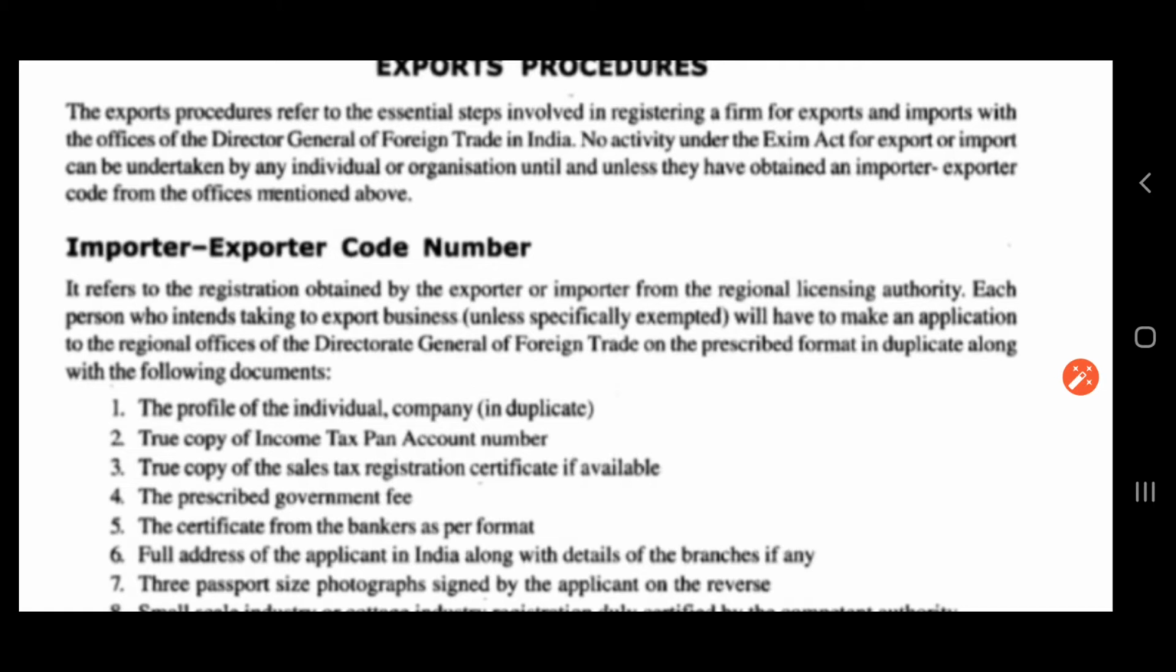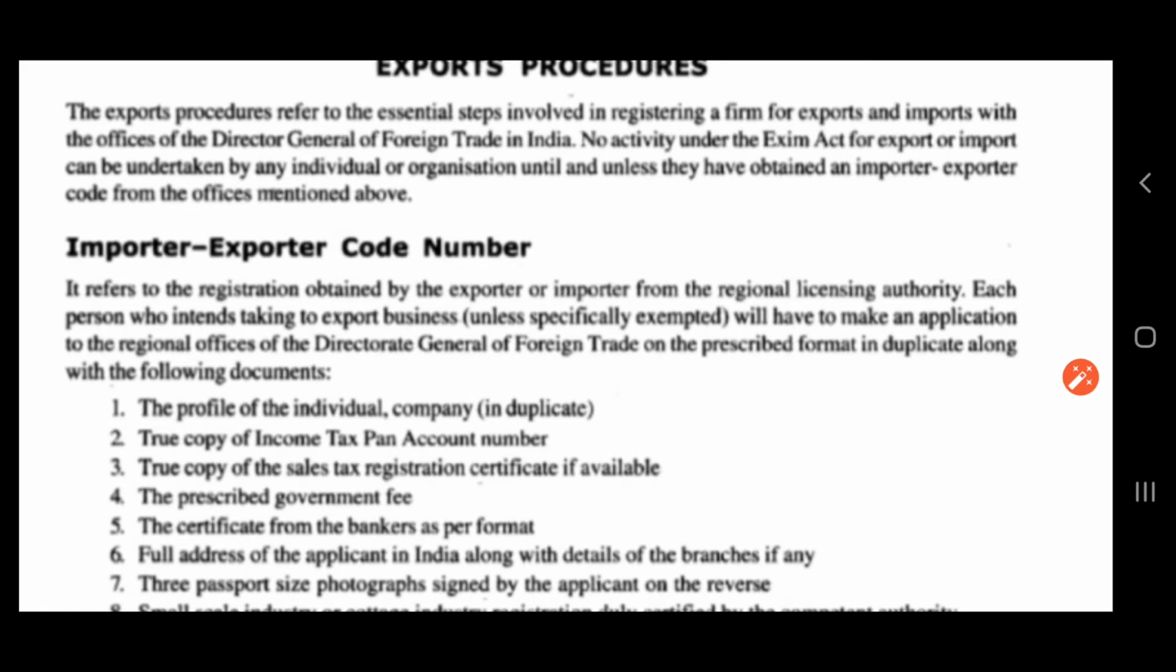The importer or exporter code number refers to the registration obtained by the exporter or importer from the regional licensing authority. Each person who intends to take up export business will have to make an application to the regional offices of the Directorate General of Foreign Trade on the prescribed format in duplicate along with the following documents.